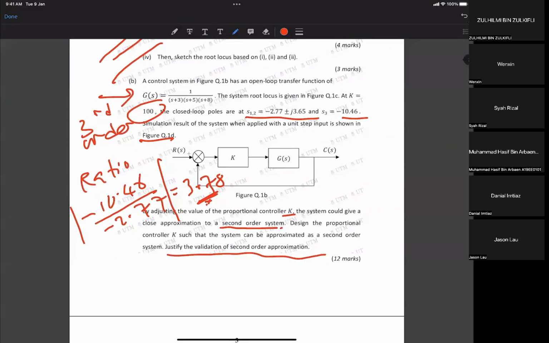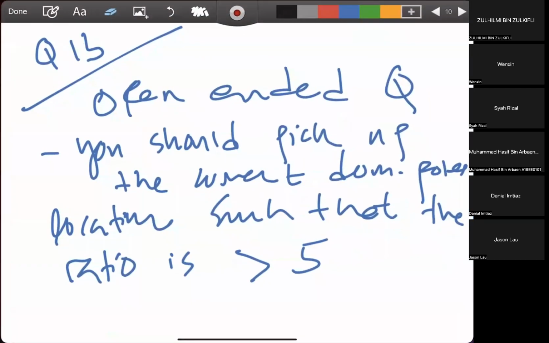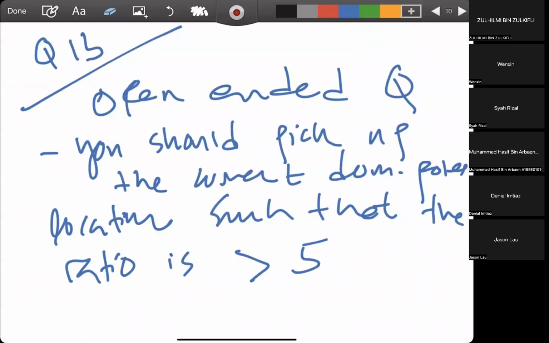So this dominant pole and third pole become the original third pole. Your task is to change the K 100 so that the system becomes a second order approximation where the ratio will be greater than 5. Do you understand what I'm trying to say? Mukri, do you understand what I'm trying to say?